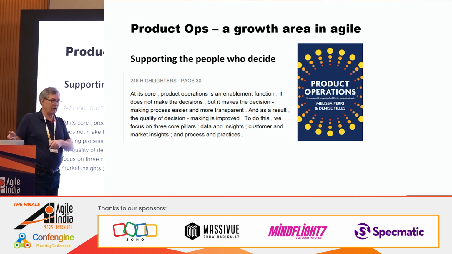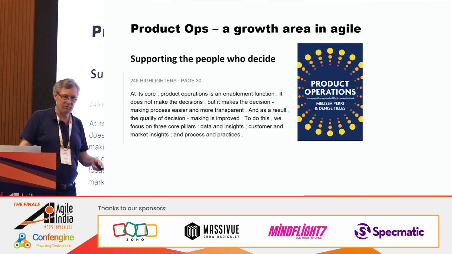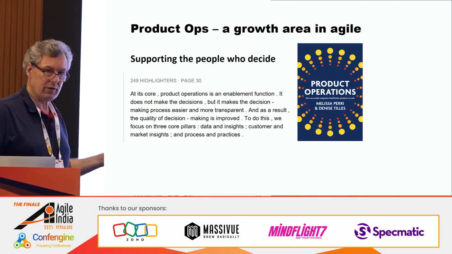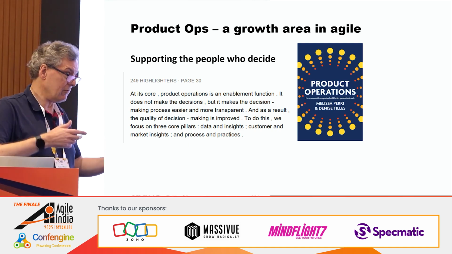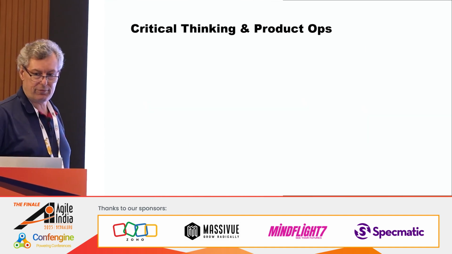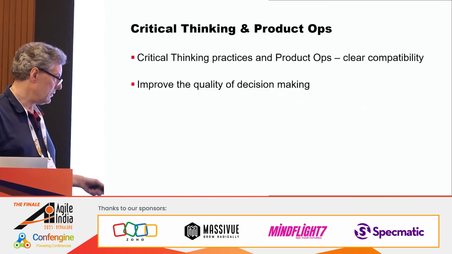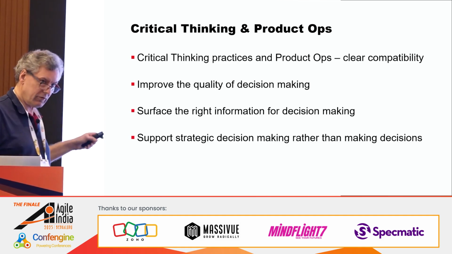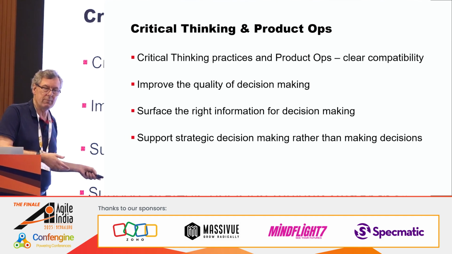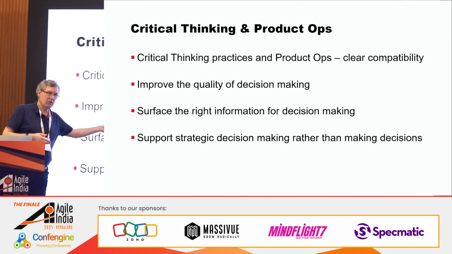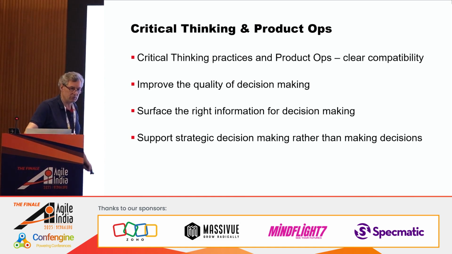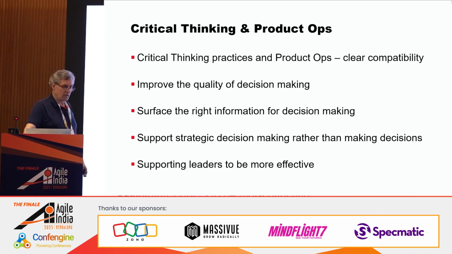So product ops is not about making decisions, it's about facilitating the information to give to the people who make decisions so that better decisions are then made. So you can see how critical thinking really aligns strongly to product ops. It's compatible. It's about decision making, the right decisions and the right information, and it's about supporting the process rather than doing anybody out of a job. It's about the leaders who make the decisions still being the ones that make the decisions, but giving them better information to help them decide. And again, it's about productive conversations so leaders are more effective.